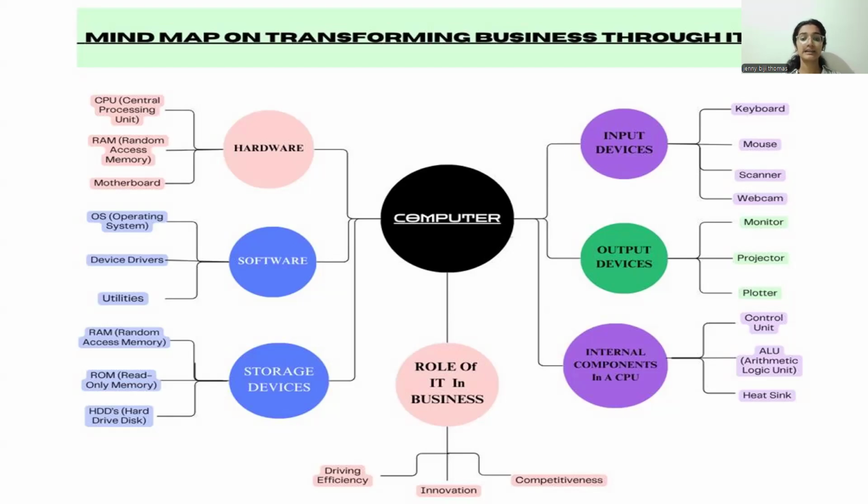Topic 2, input and output devices. These devices help us interact with the computer. Input devices are used to send data into the system. Examples are keyboard, mouse, webcam, scanner. So let's know in detail.